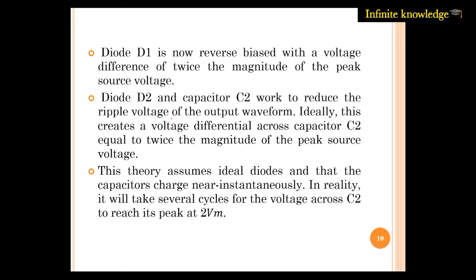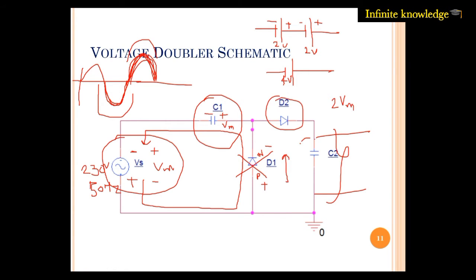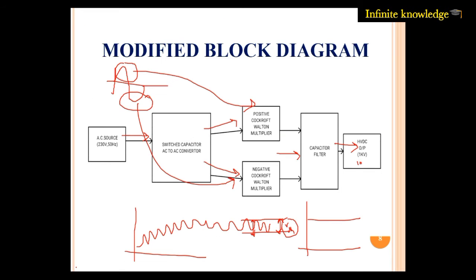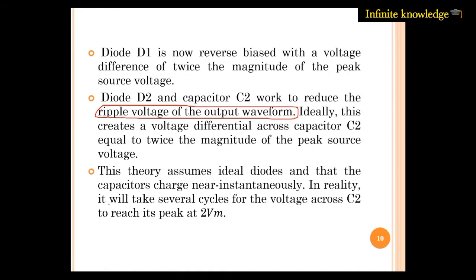The diode D2 and the capacitor C2 work to reduce the ripple voltage in the output waveform. So what is the application of D2 and C2? They are used to reduce the ripple. I have already explained what a ripple is. By using proper values of C2 and D2 we can reduce the ripple and get this waveform. There is less ripple in the output voltage, but there is still a ripple. You cannot completely remove the ripple from the output voltage; there is some ripple value.